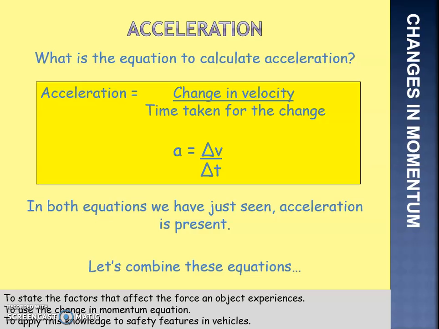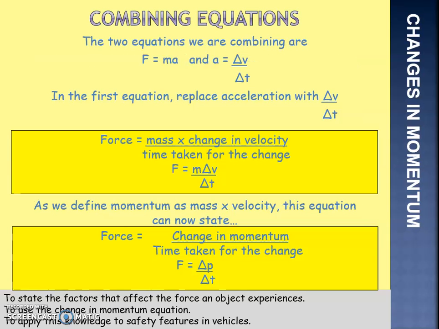Acceleration is present. That means we can combine these equations. We can replace acceleration in the first equation with this equation here. So let's combine these. So the two we're combining are force equals mass times acceleration, and acceleration is delta v over delta t. So in the first equation, replace acceleration with delta v over delta t. We get this equation, force equals mass times change in velocity divided by the time taken for the change, or F equals m delta v divided by delta t.